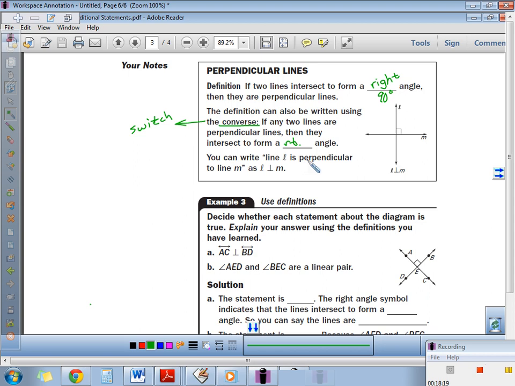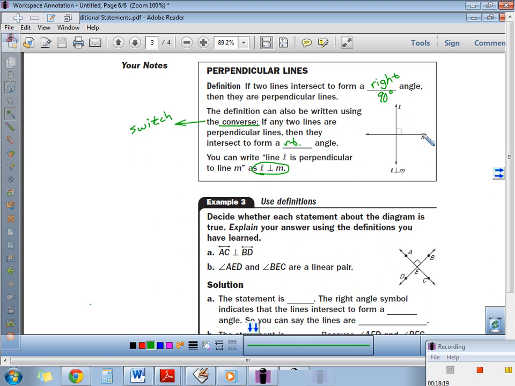And then they shorten things down a little bit. Line L is perpendicular to line M. And that's the symbolic way to write it. Now I like that. That is the perpendicular symbol, the upside down T. They name these lines with the italic letter in the corner or cursive letter in the corner too. What we're going to do is we're going to use these definitions down here on example 3. Let's read it real quick. Decide whether each statement about the diagram is true. Explain your answer using the definitions you've learned.